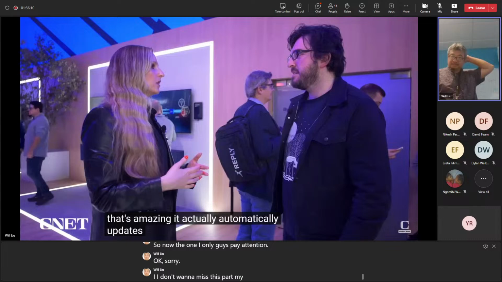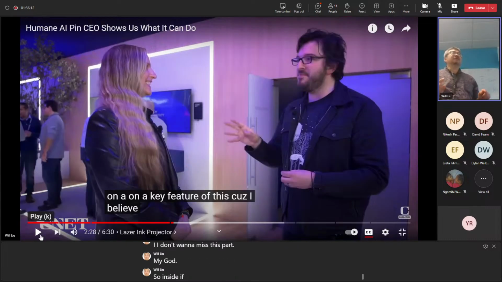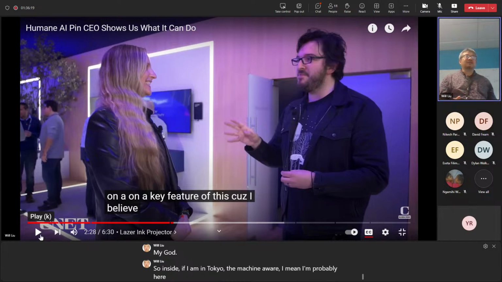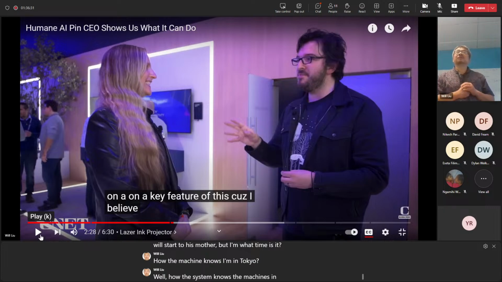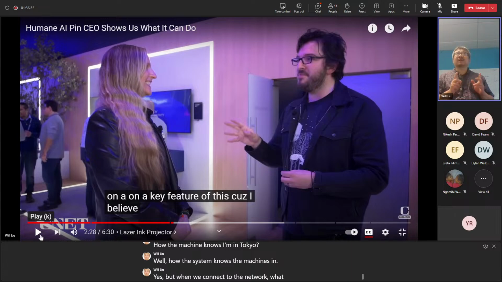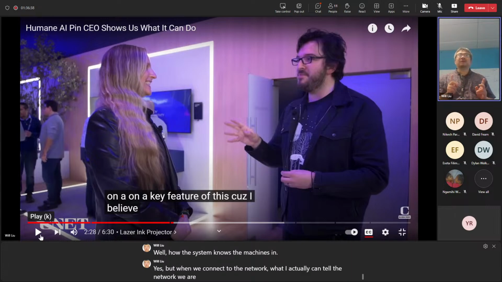My God. So, besides, if I'm in Tokyo, the machine will be aware I'm in Tokyo, and probably it will start Japanese mode, right? But my question to you guys is, how does the machine know I'm in Tokyo, or how does the system know the machine is in Tokyo? Yes, but when we connect to the network, what actually can tell the network where we are?